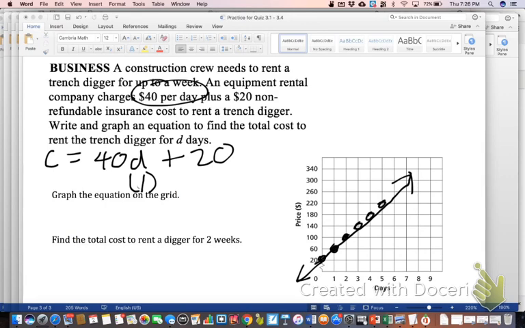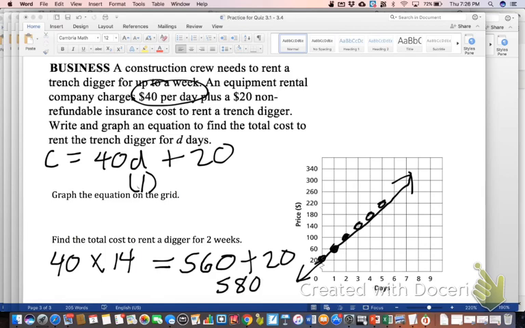And then find the total cost to rent a digger for 2 weeks. Well, that would be $40. 2 weeks is 14 days. So that would be $560 plus the $20 you got to pay for insurance for a total of $580.